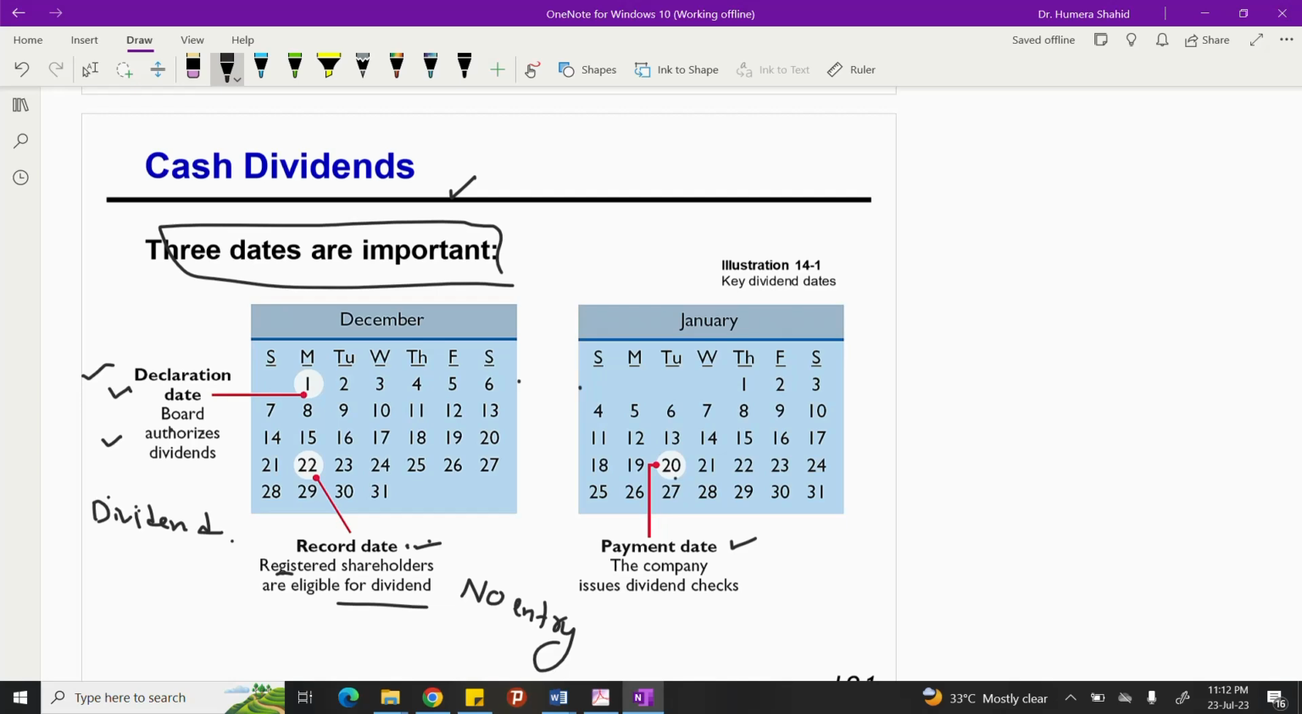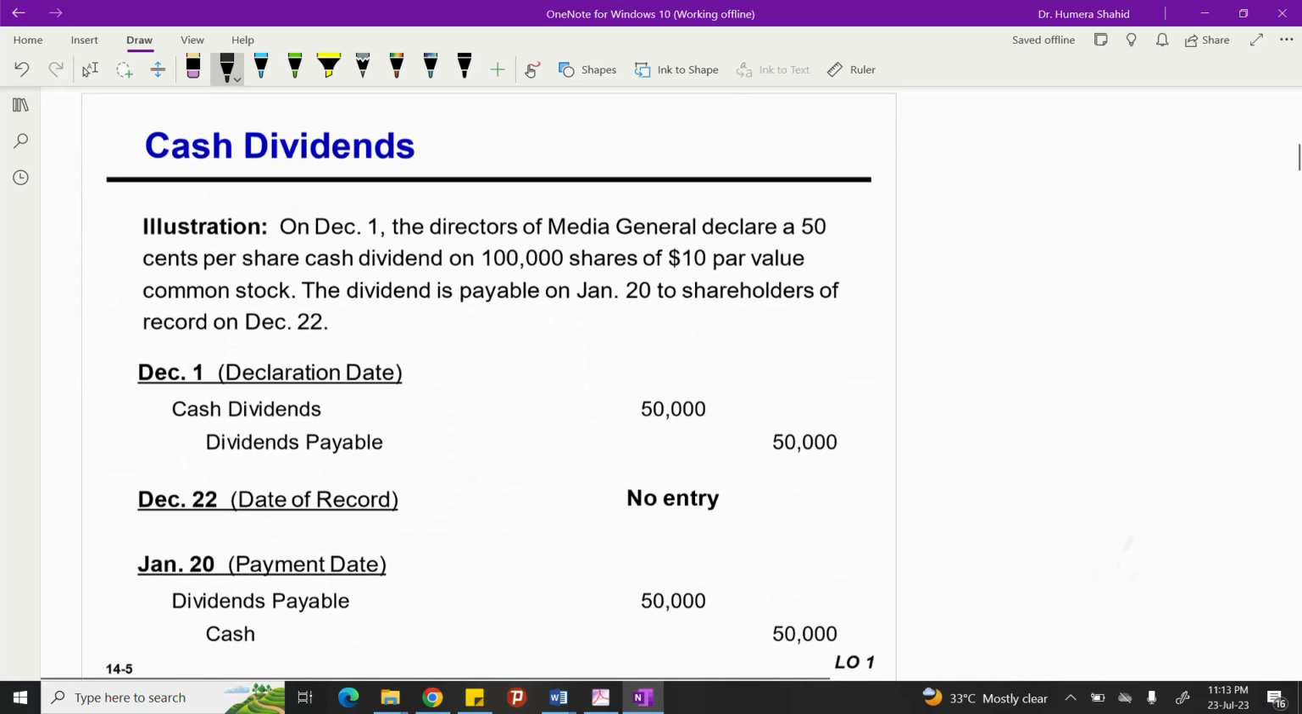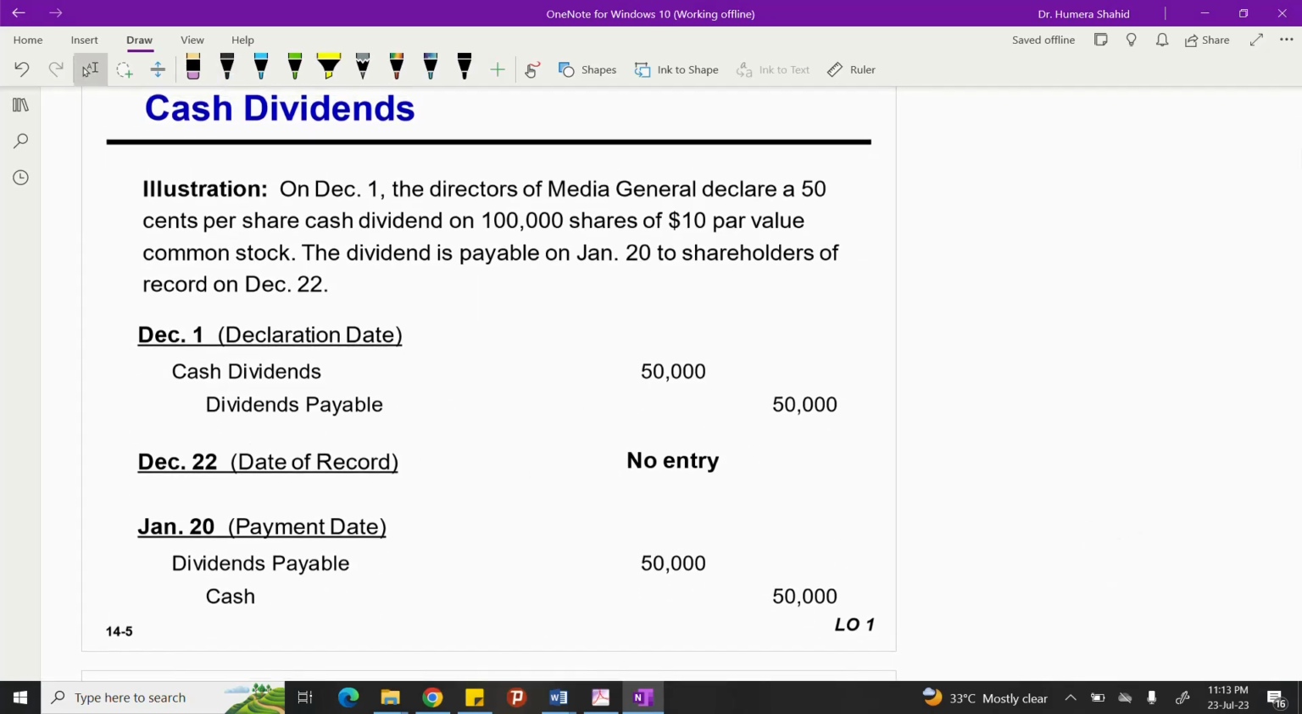Finally, the payment date comes. The payment date is that date when the company finally pays the dividend to the shareholders in the form of cash. So the dividend which becomes a liability on the declaration date is paid on the payment date and the cash is reduced. So these are the three dates. They always come in order. The declaration date is first, then the company updates its records on the record date, and finally the dividend is paid out.